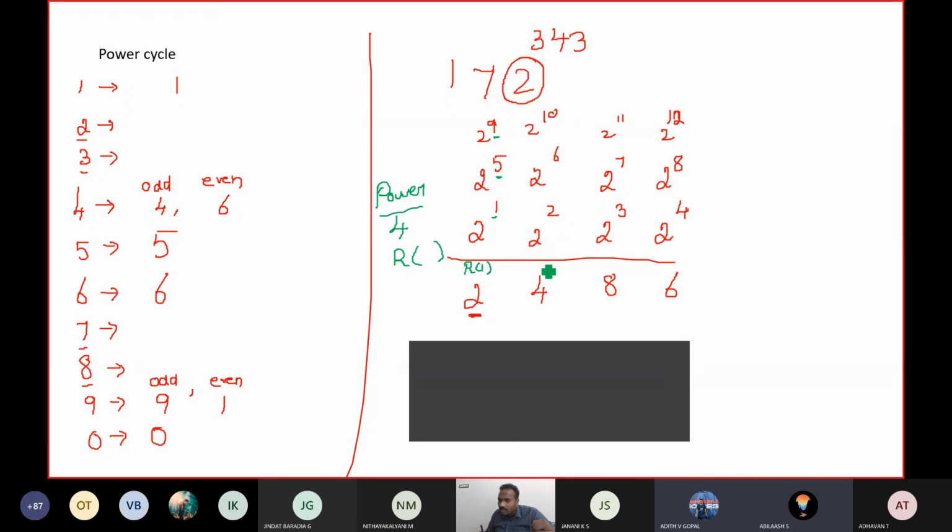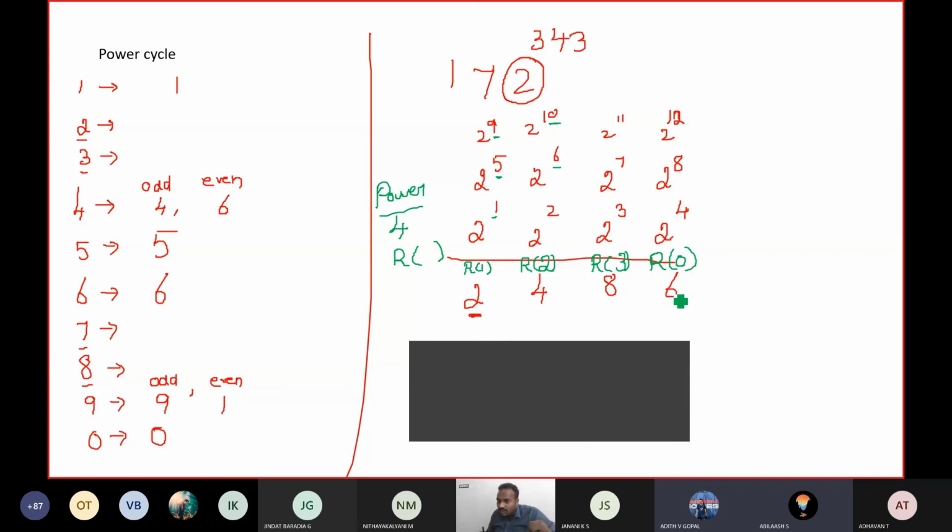Whereas same way, here, what should be the remainder? Divide all these powers by 4. What is the remainder that you get? 2. Here, what is the remainder that you get? 3. Here, what is the remainder that you get? 0. Very good. It should be 0.